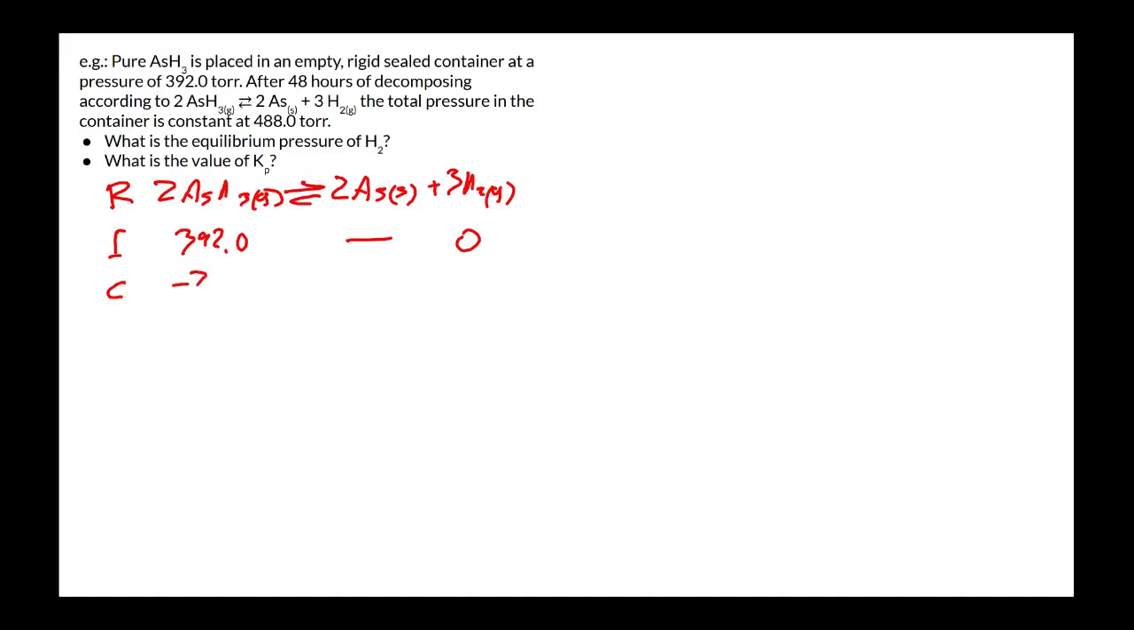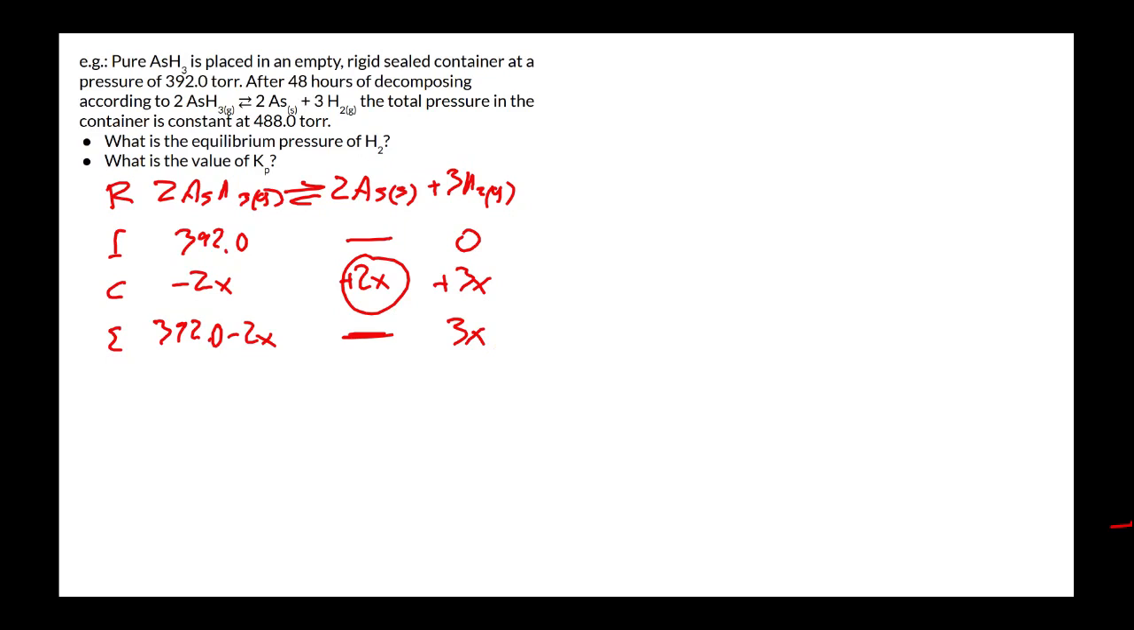Here's our change. We're going to lose 2x, we're going to gain 2x, and we're going to gain 3x in our pressures for those three. But remember, that really doesn't exert a pressure. At equilibrium, this will be 392.0 minus 2x. This will not exert a pressure, and this will be 0 plus 3x, which is just 3x.